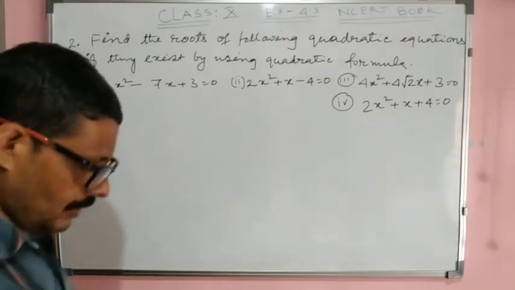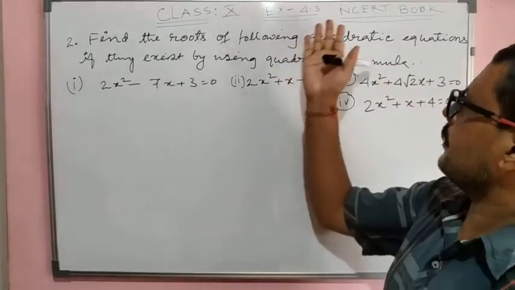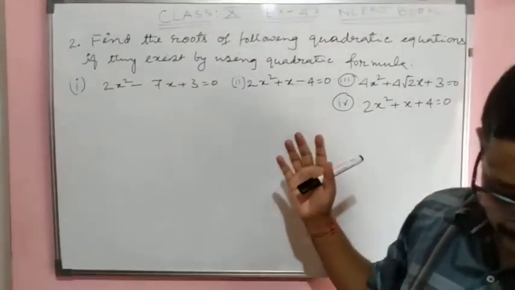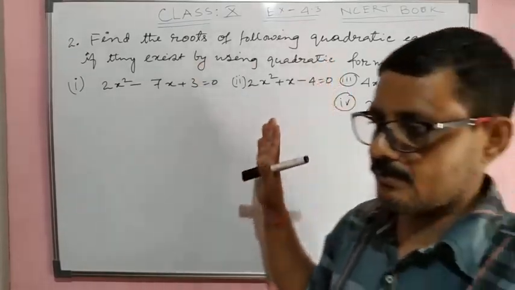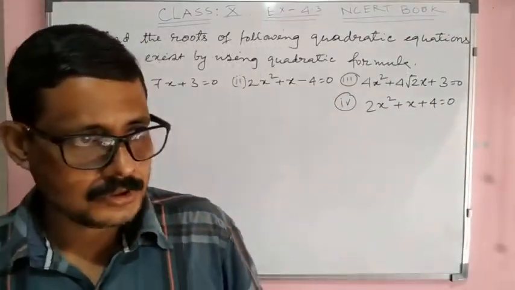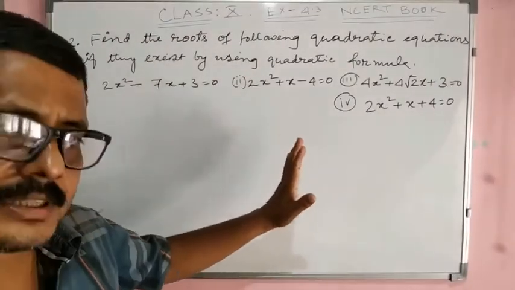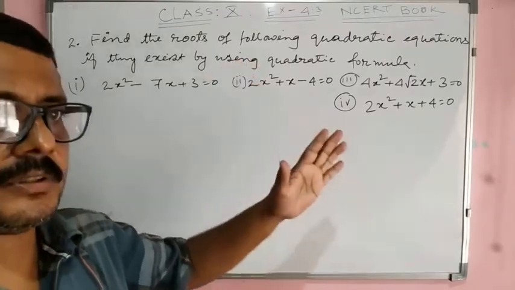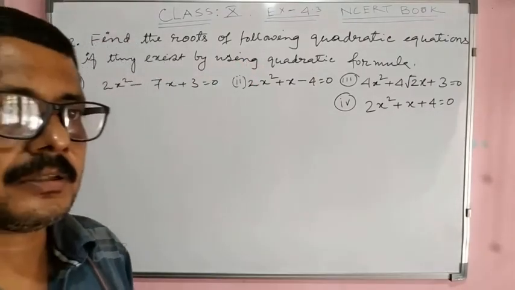Okay, dear children, you see exercise 4.3 of our NCERT textbook. I taught you question number 1 earlier. So today we are going to discuss question number 2. In number 1 and number 2 the questions are the same, but in number 1 we applied the completing square method. Now in number 2 we have to apply the quadratic formula.